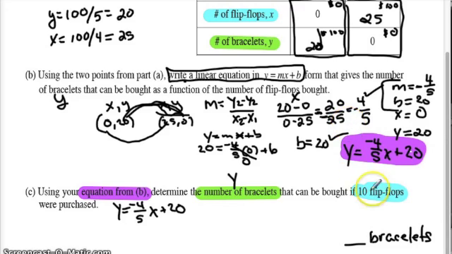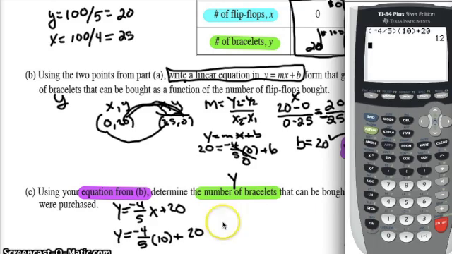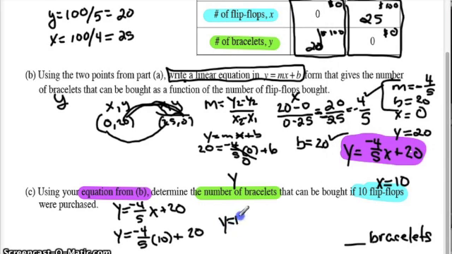Okay, flip-flops was x, so we're using x equals 10. This is substitution, just like 90% of algebra. Okay, so y is what we're looking for. Negative 4/5. The variable that we're replacing or substituting in is x, 10 for x. And there we go. Now, we can just throw that in our calculator, or you can do it by hand. y equals 12. Well, what does y represent? The number of bracelets. 12 bracelets.